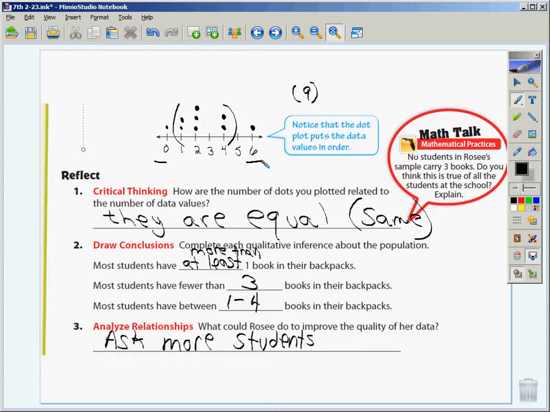So it's not the same as yesterday. Not the same as yesterday. Everybody good?